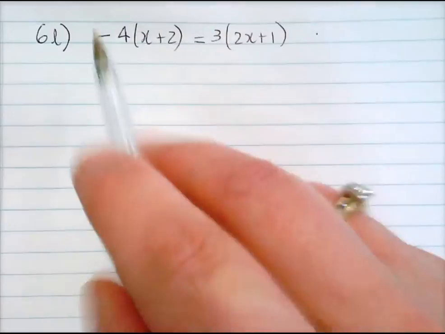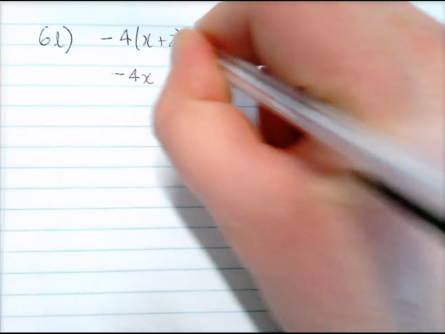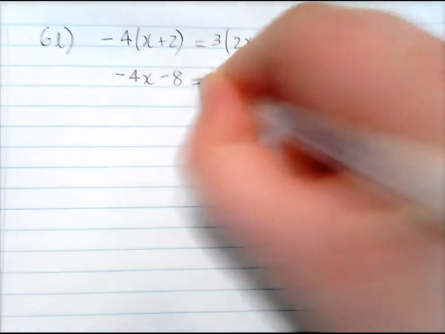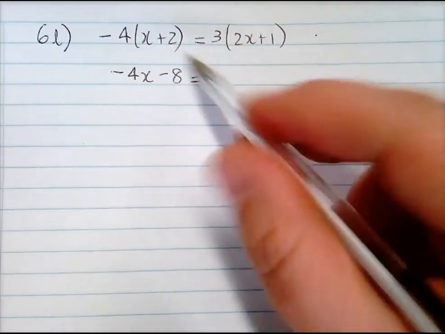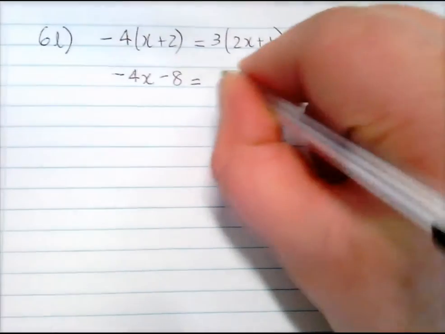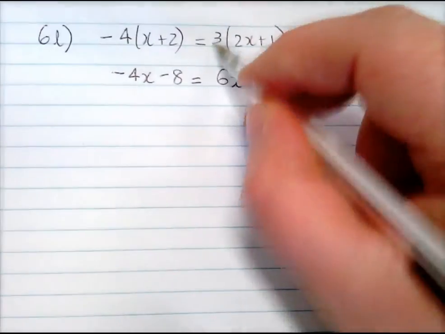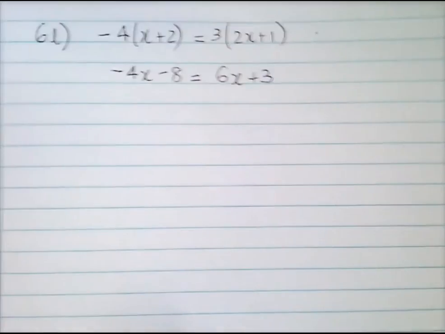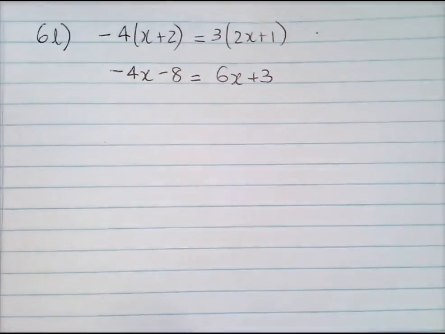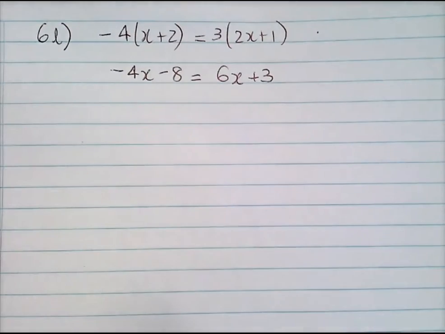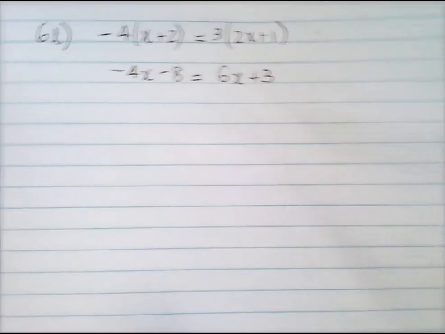6L, expanding brackets first. Negative 4 times x is negative 4x. Negative 4 times 2 is negative 8. Equals. Expanding the right hand side: 3 times 2x is 6x. 3 times 1 is 3. All positive.